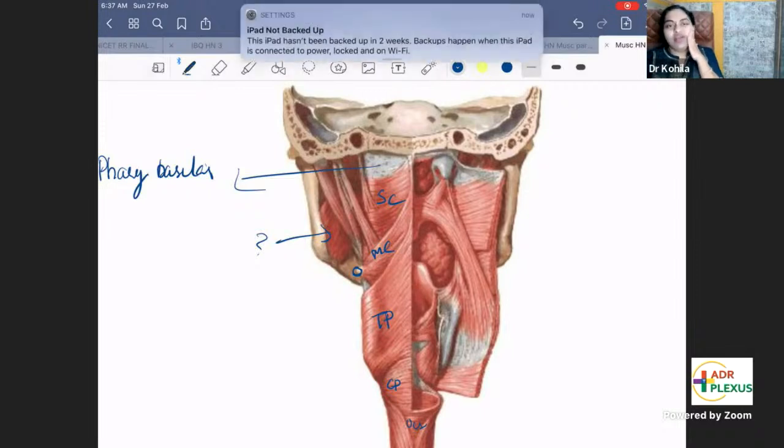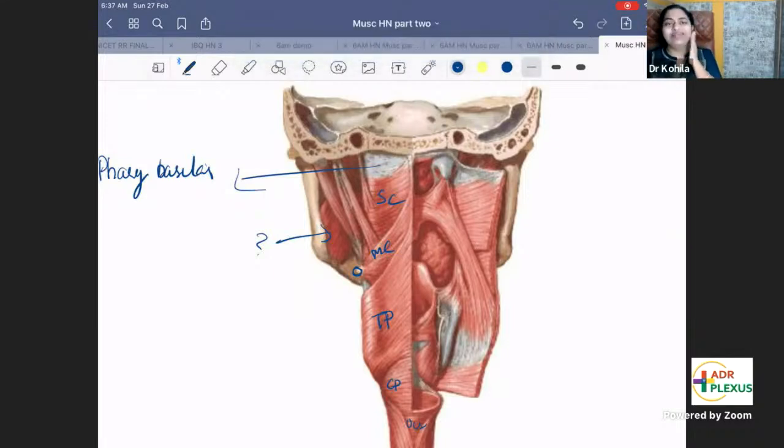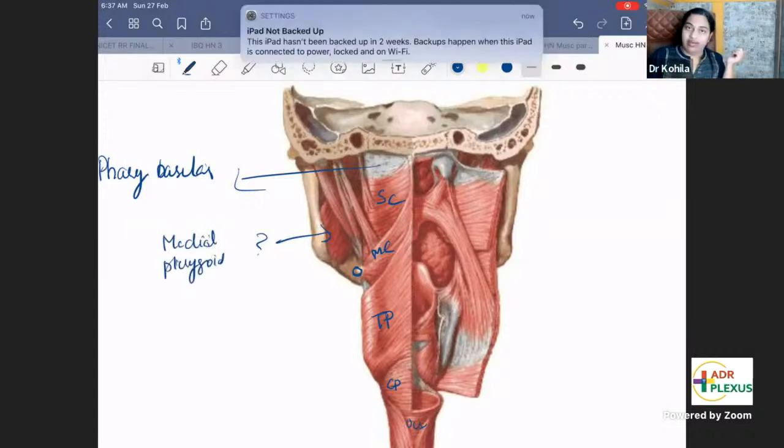Swati, this is your ramus of mandible. When you clench your teeth, what do you feel here? Yes, Dr. Varuna, outer aspect of the ramus. Okay, clench your teeth and feel. Outer aspect of the ramus is masseter. And on the inner aspect of the ramus will be medial pterygoid. Yesterday I also showed you the medial pterygoid in that CT image, right?